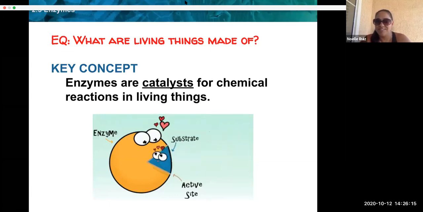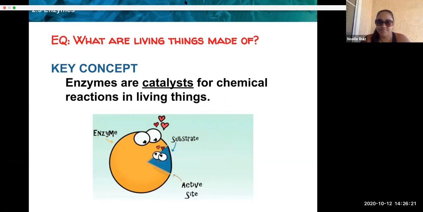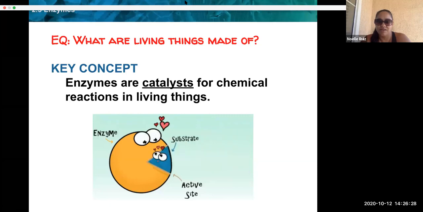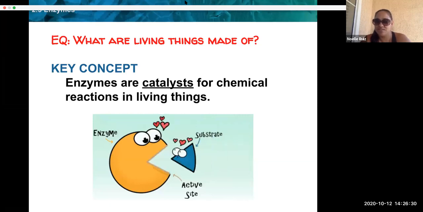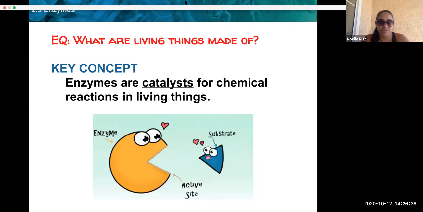Now we're talking about a specific compound found in our body called enzymes. Our body would not be able to function without these. So enzymes are catalysts for chemical reactions in living things. Inside of our bodies, there are tons of chemical reactions going on all the time. And enzymes help those chemical reactions along.